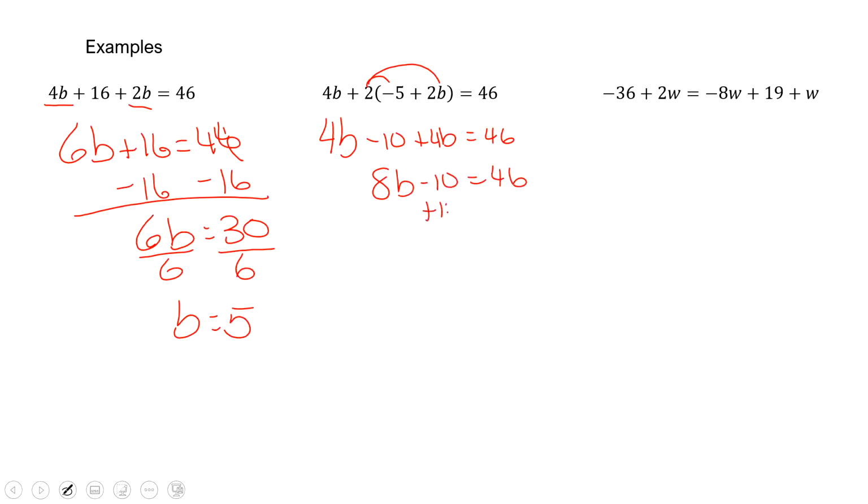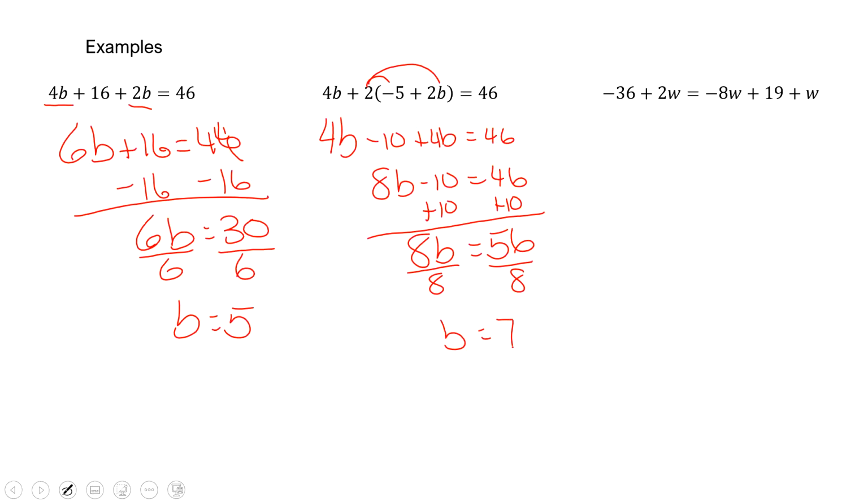Add 10 to both sides. We end up with 8b equals 56. Divide both sides by 8. Again, you can use a calculator if you need to. We find out that b equals 7.